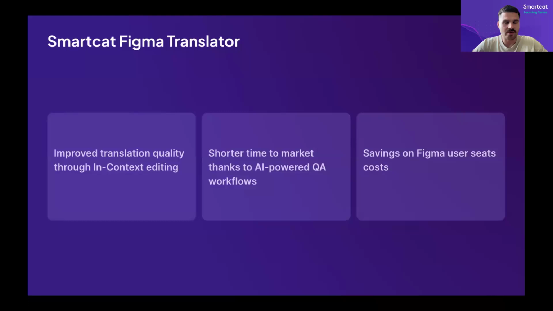Also, it could shorten your time to market through empowered QA part, because, as I said, again, reviewers can perform the review in the Smartcat, and like per our research, the QA part of the Figma visuals is the longest part of the whole localization production cycle. And of course, you can save some money on the Figma user seat costs, because you don't need to buy any Figma seats for your translators to get into Figma and to edit the data there.